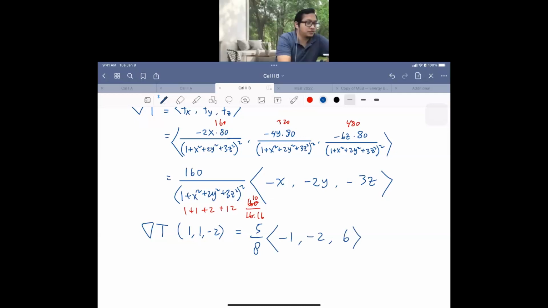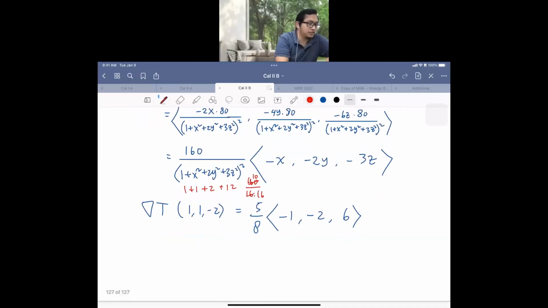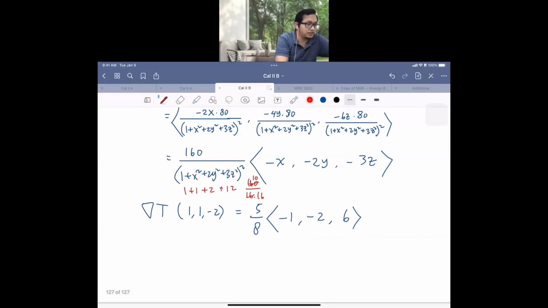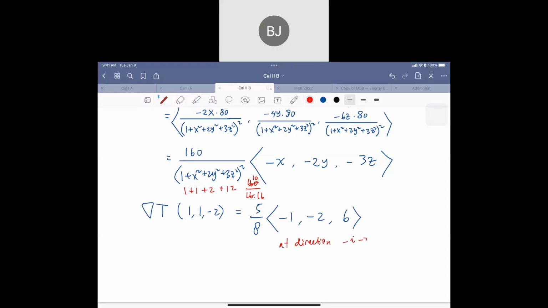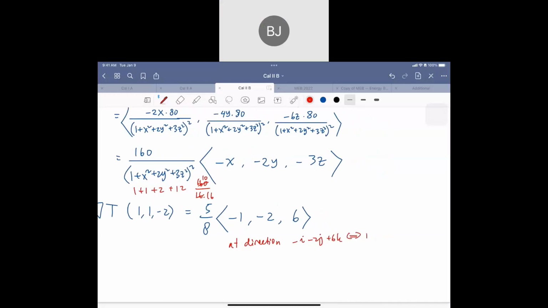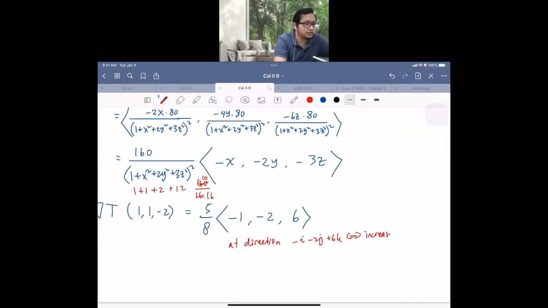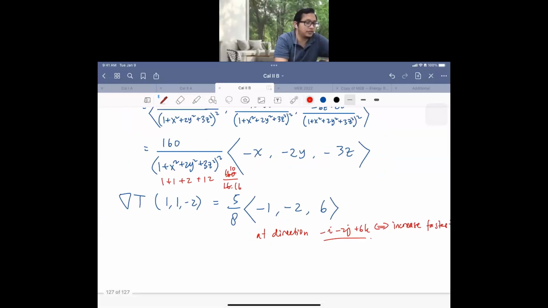Okay. So meaning at this direction, negative i, negative 2j plus 6k, this is where it increases fastest.